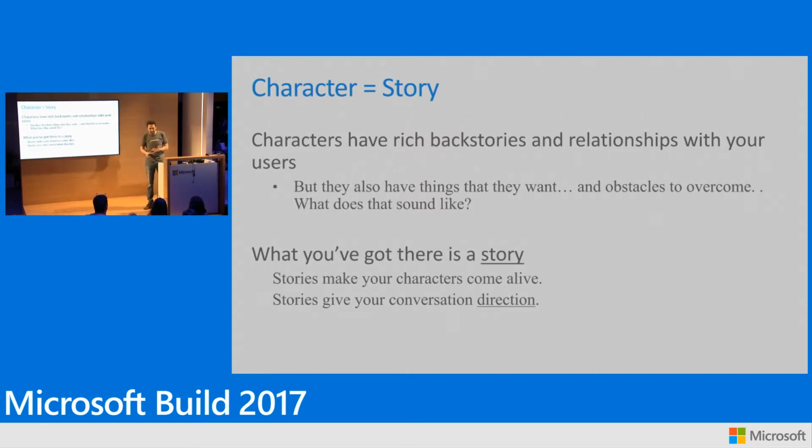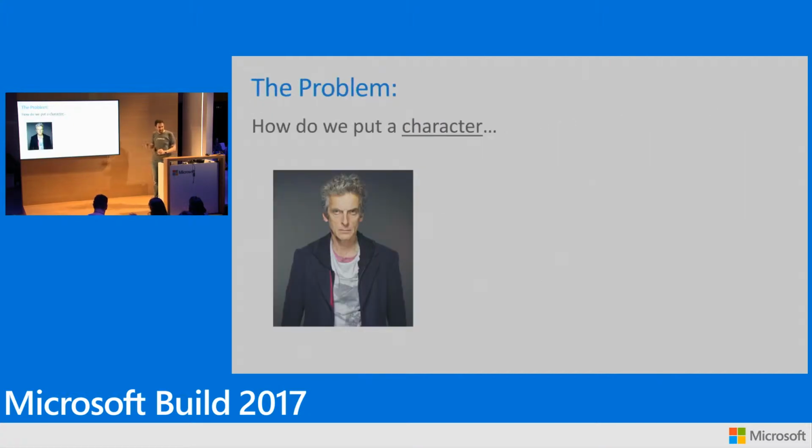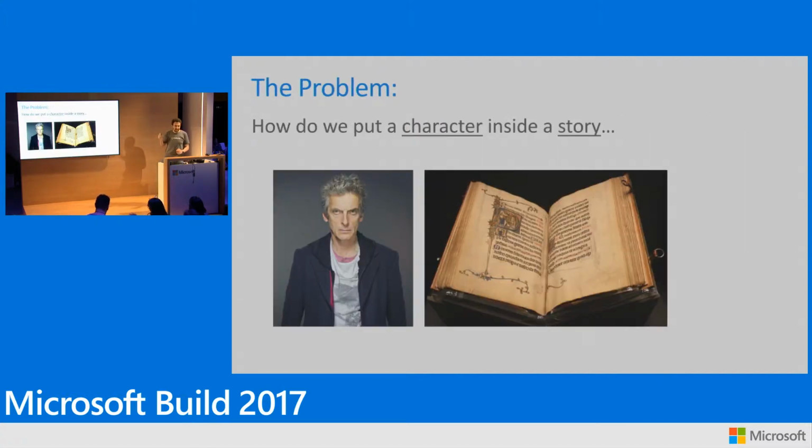And that's a story. And fortunately, in the bot world, like in TV and movies, a story is kind of essential. A story keeps your conversation moving in a direction, and it really makes your character come to life. When your character's tested by something, when there's something in their way, when they're freaking out about something, that's when you really see who they are. So, to have a conversation with this bot, you need to have a character for this bot. And to have a character for this bot, you need to have a story for this bot. So how do we put a character in a story in a bot?